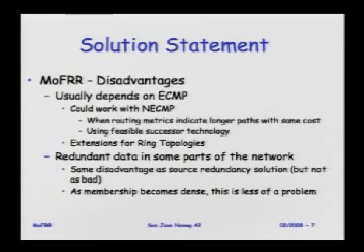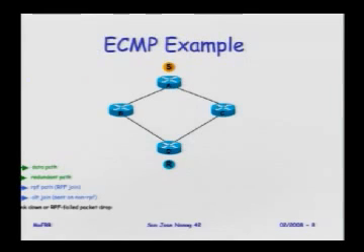So what happens is the disadvantage is that redundant data does go on some parts of the network, and that's the cost you have to pay to make before break. But as the membership becomes more dense, that's less of a problem, and we'll show you with an example here.